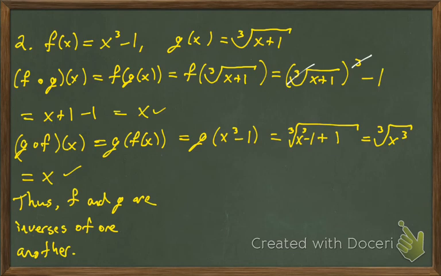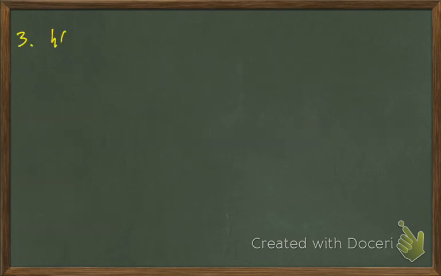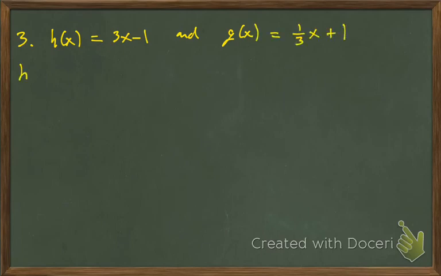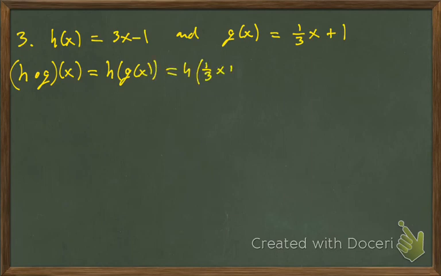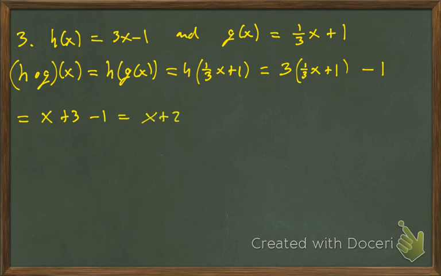Okay, we're going to look at one more example here. So let's say we have h of x is equal to 3x minus 1, sorry, and g of x is equal to 1/3 x plus 1. So we'll find h composed with g of x, which will be equal to h of g of x, which is h of 1/3 x plus 1. So your function is going to multiply that input by 3 and then subtract 1. So we'll go ahead and plug that in. Order of operations, distribute the 3. So x plus 3 minus 1. And that gives us x plus 2.